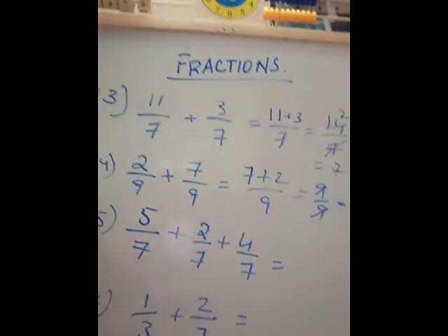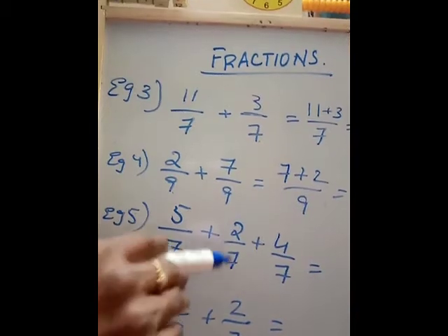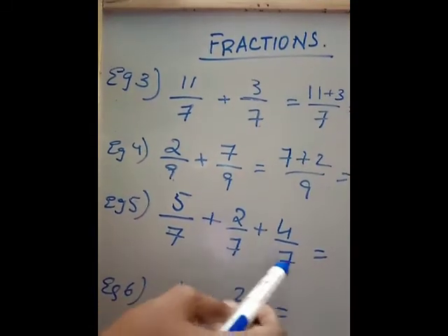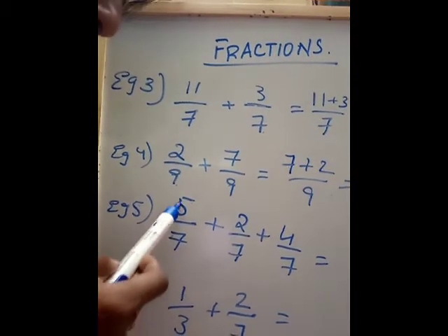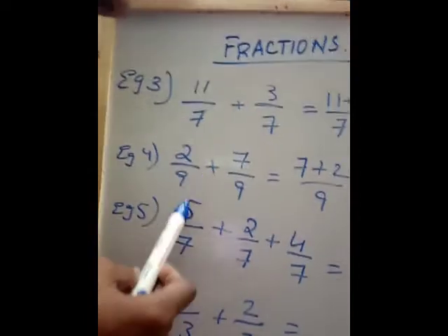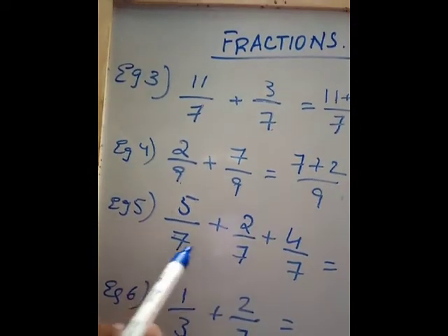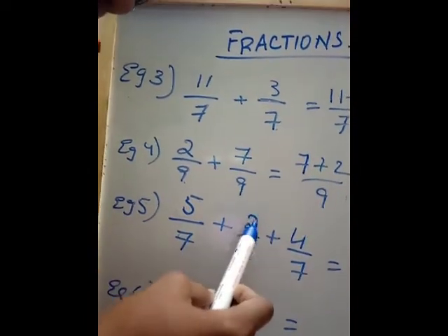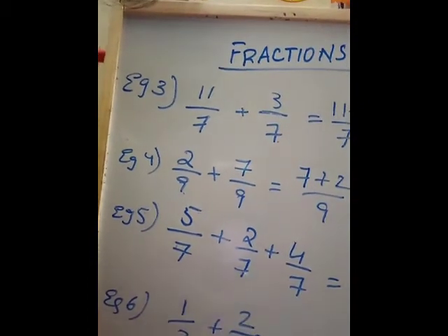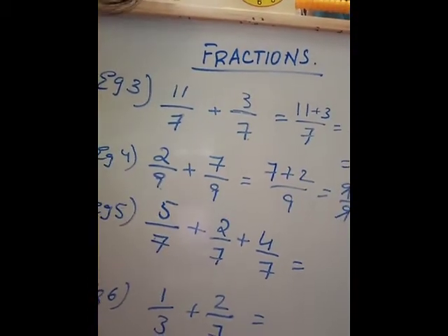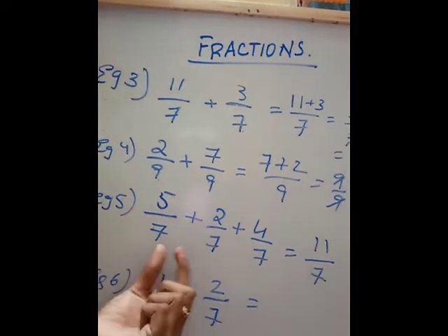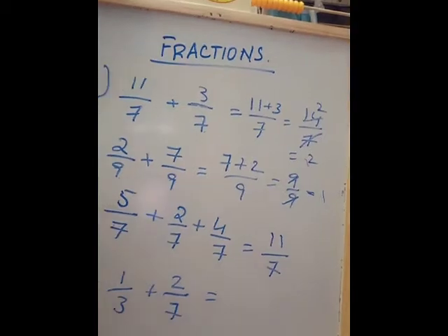Coming to the next example, you can observe here 3 fractions, all having the same denominator. So you have to add the numerators: 5 plus 2 plus 4. 5 plus 2 is 7, 7 plus 4 is 11. So the answer is 11 by 7, because the denominator is 7.